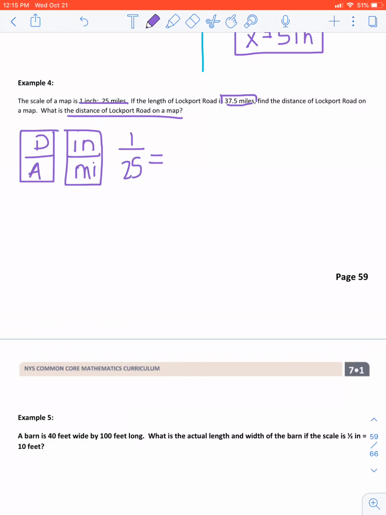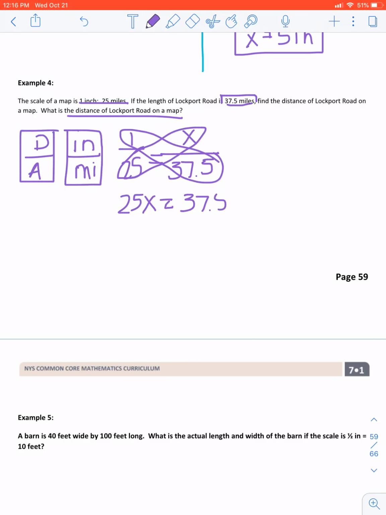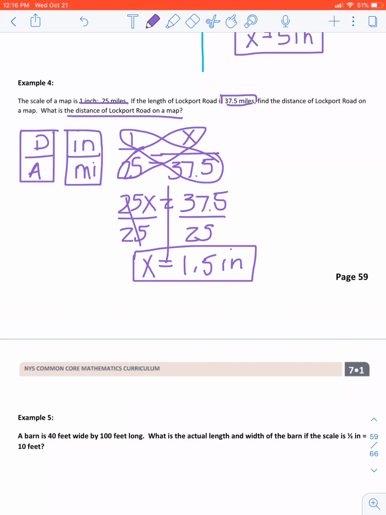Now this number they give us here, 37.5, that's the number of miles. So that's going to go on the bottom. X is going to go on top. So we're going to cross multiply to solve. 25 times x gives us 25x. 1 times 37.5 is 37.5. We're going to solve for x. So since 25 is next to the x, that means multiplication. We're going to divide to get rid of it. So I have 37.5 divided by 25, which is 1.5. And we're talking about 1.5 inches because that's on the map. It's 1.5 inches away.